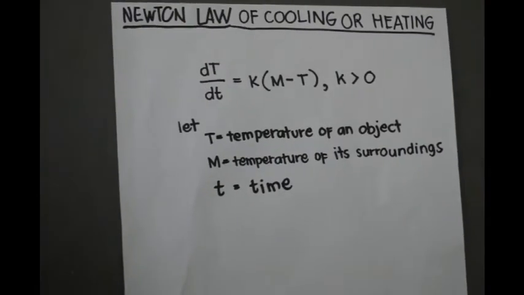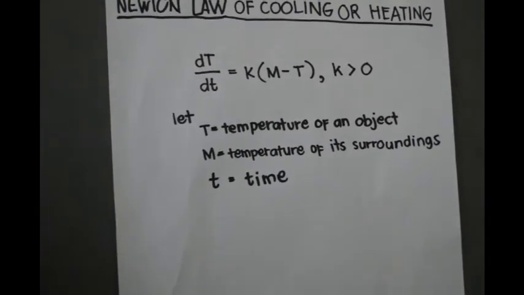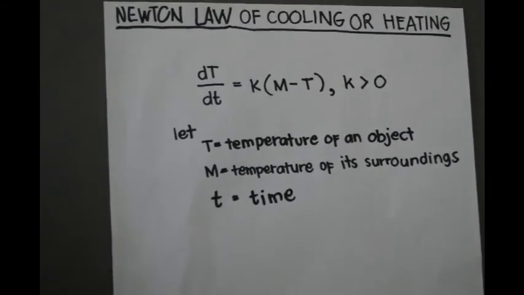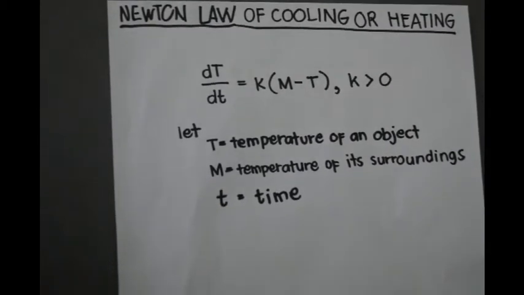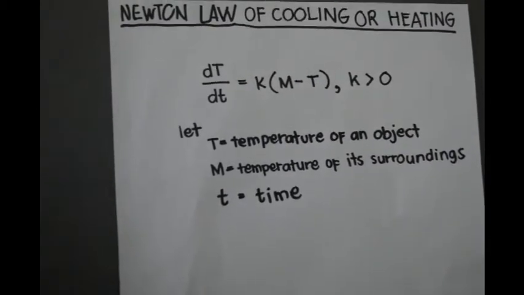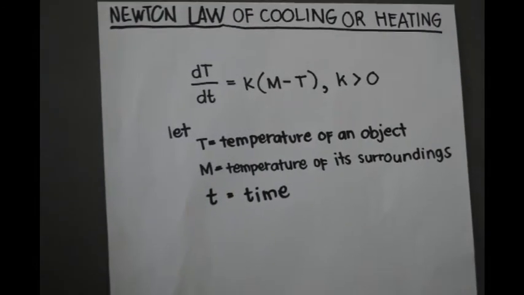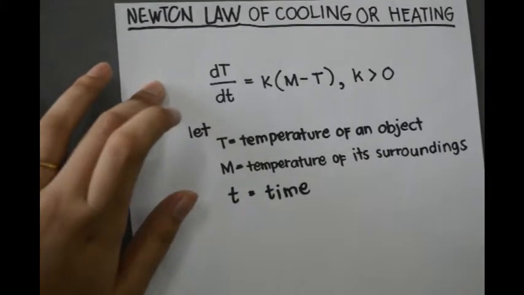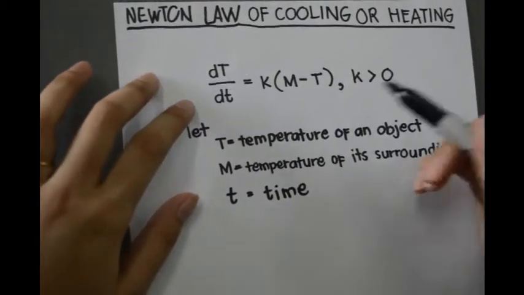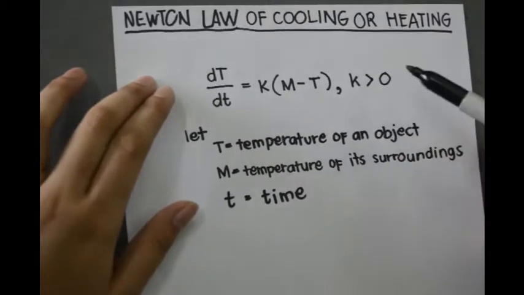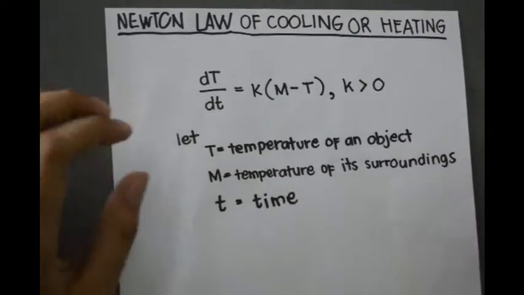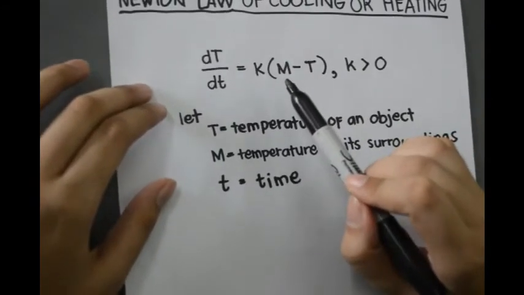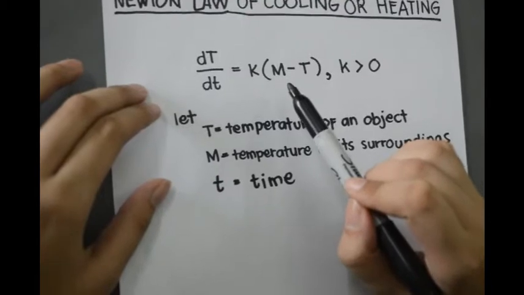Newton's law of cooling or heating. If the rate of change of the temperature T of the object is directly proportional to the difference in temperature between the object and its surroundings, then we get the following equation where k is a proportionality constant. We have the derivative of temperature over the derivative of time is equal to k times M minus T, where k is greater than 0. The T here is the temperature of an object, while the M is the temperature of its surroundings.